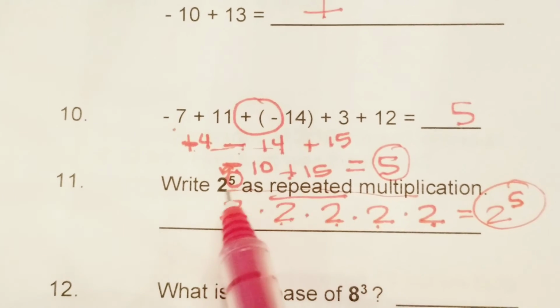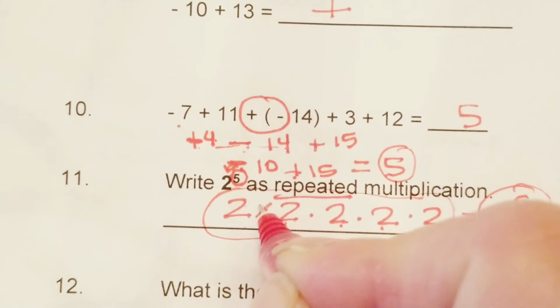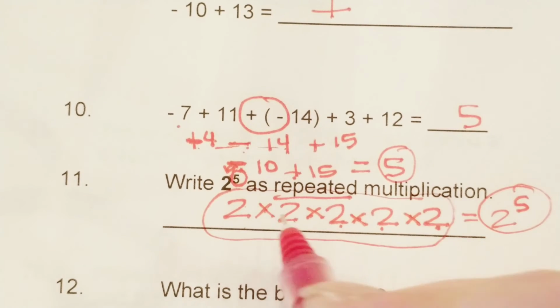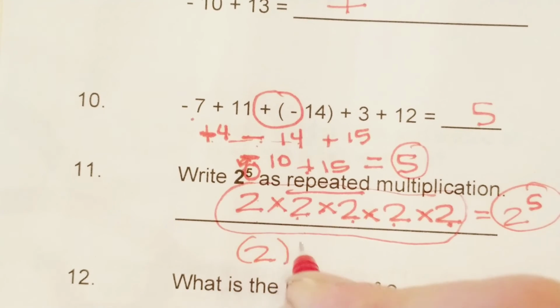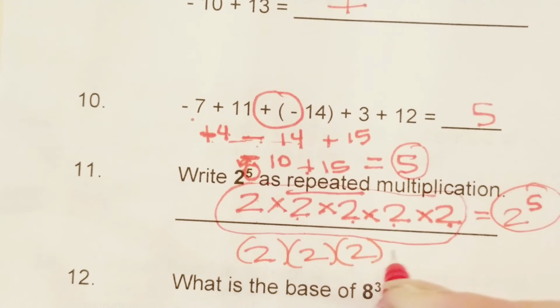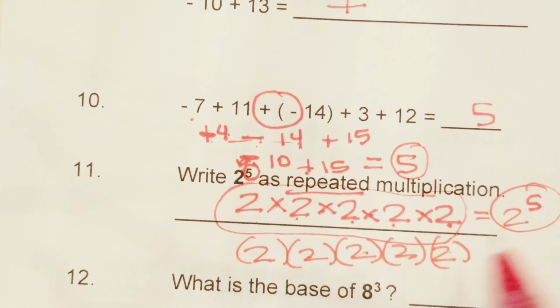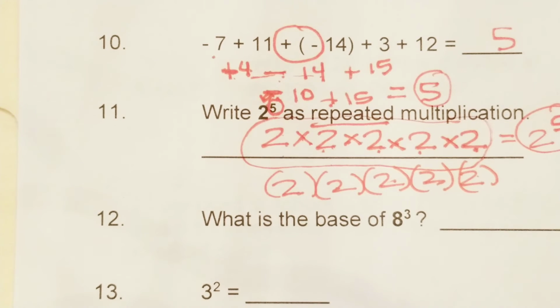But what I want for your answer is to show me that you're going to write it out 5 times. You can use the little times symbol as well, or the raised dot, whichever one. You can even write it like this, in parentheses. All means multiplication, as long as you have 5 of them. Okay, what is the base of 8 to the 3rd power?